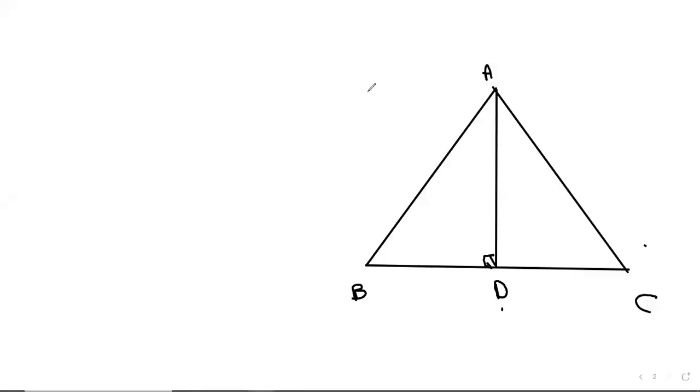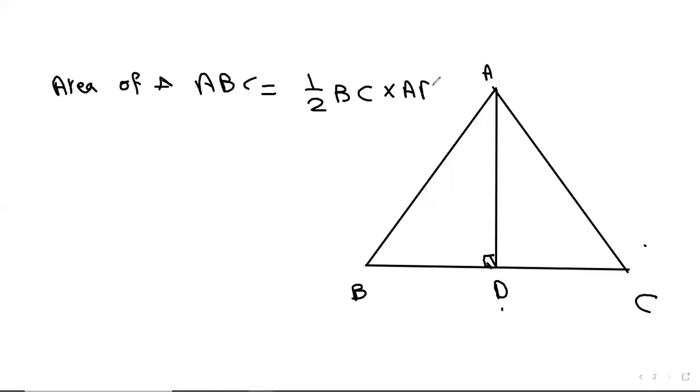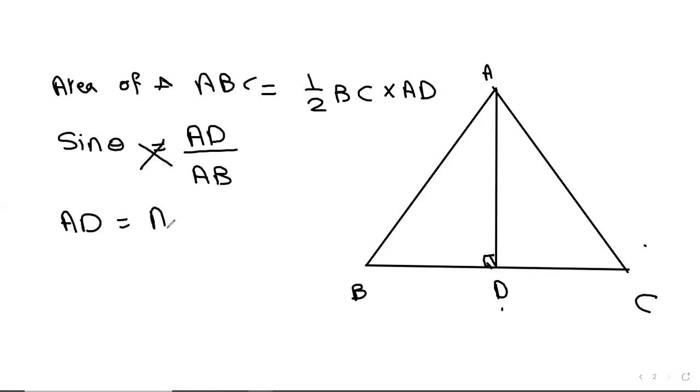Before we start deducing the rule, I want to get the area of this triangle. So the area of the triangle ABC equals, as you know, a half multiplied by the base, which is BC, multiplied by the height, which is AB. If we want to find sine B, sine is the opposite over the hypotenuse. The opposite is AD, and the hypotenuse is AB. We can find AD from this relation. So, cross multiplying, AD equals AB multiplied by sine theta.